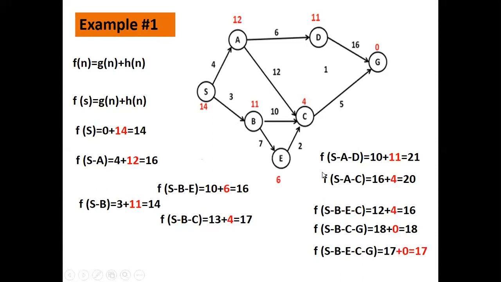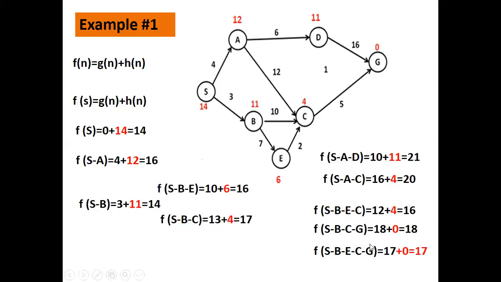If you want to expand this A path further, if you look at it from S, A, D, G, how much will it cost? It will cost 6 plus 4, that is 10. 10 plus 16, that is 26. So the total cost will be 26, and here also the number will be big.